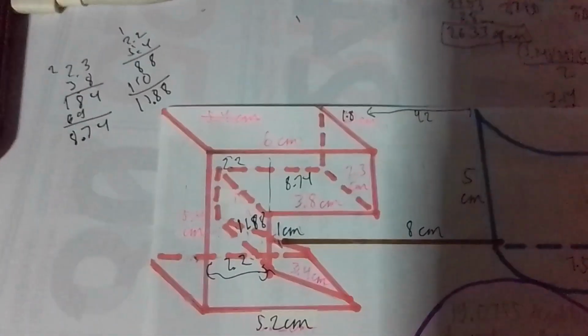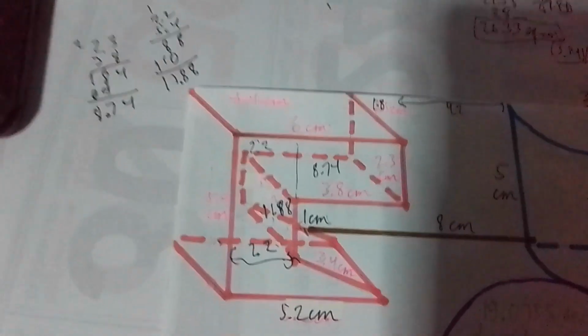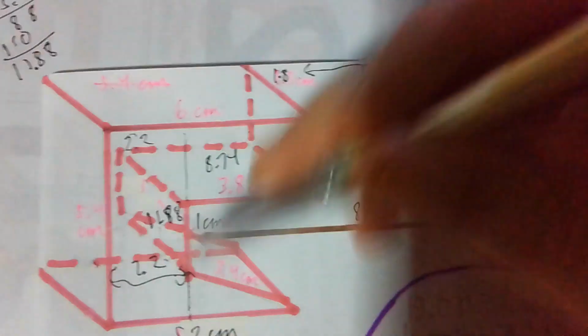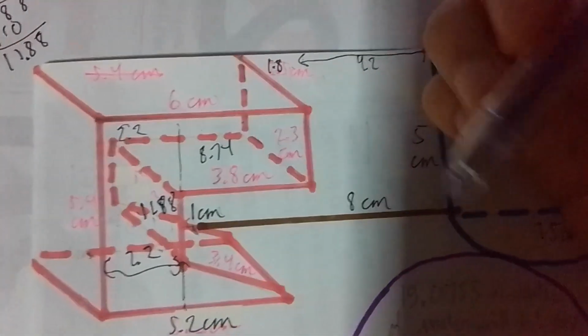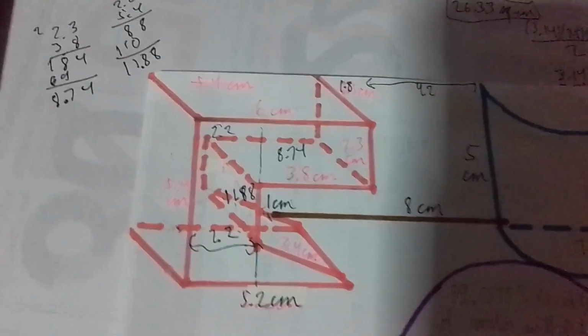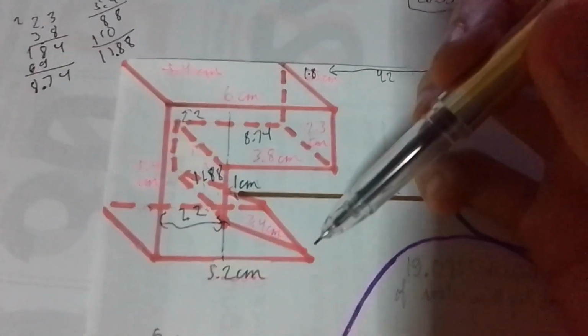11.88. Okay? That's for this guy. Now, the last but not least is this guy, the triangle. Now, do we have a clue? We have a clue, right? This is 5.2, right?